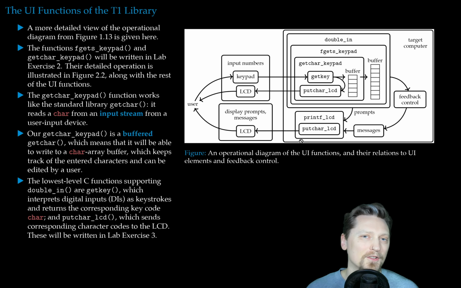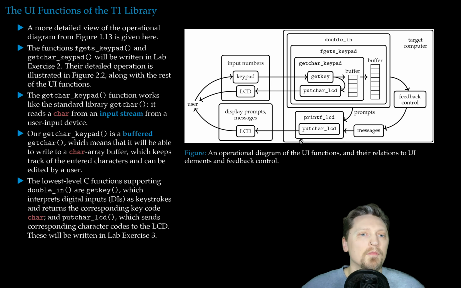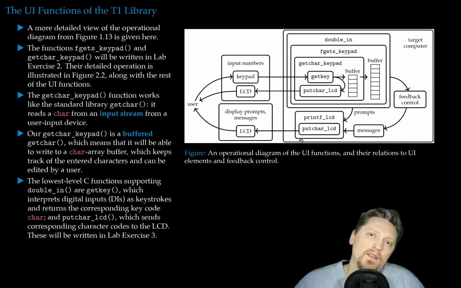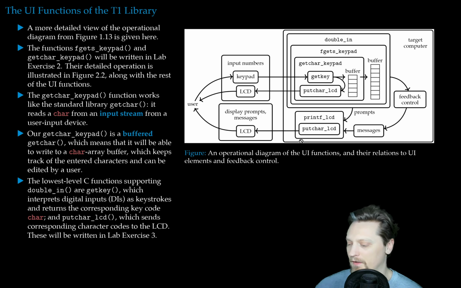Okay, the UI functions of the T1 library. This is a one slider right here. So a more detailed view than given previously of the operational diagram from figure 1.13, in the last chapter, is given here. So here is an updated operational diagram. As before, we have the input numbers function box. We have the display prompts and messages box. We have the central control, which is instantiated in the target computer, the MyRio.